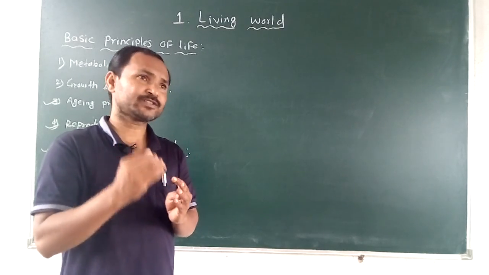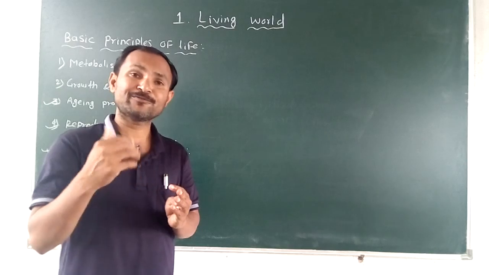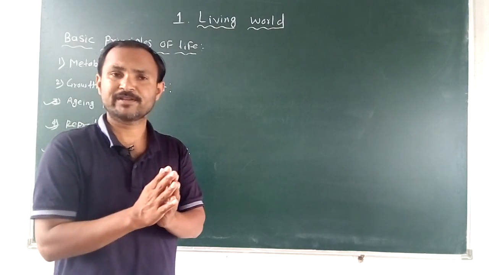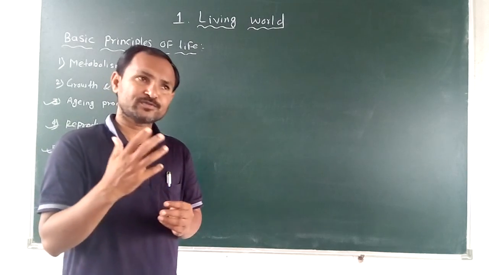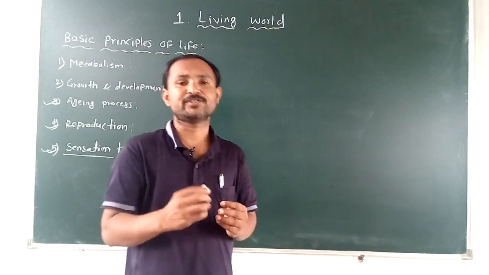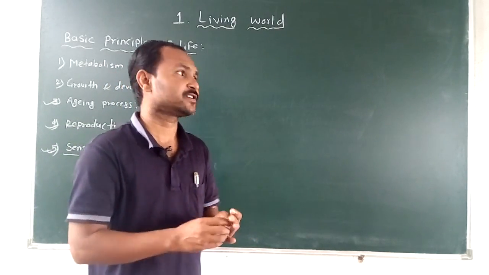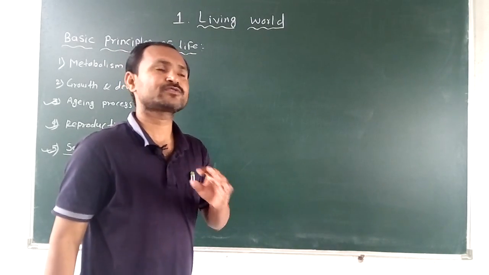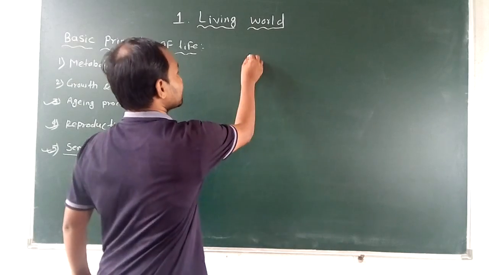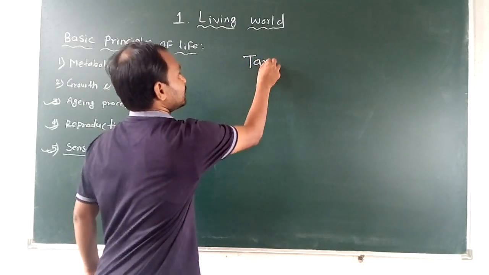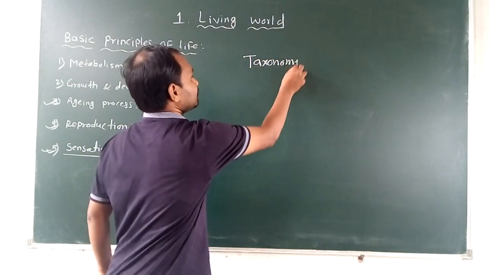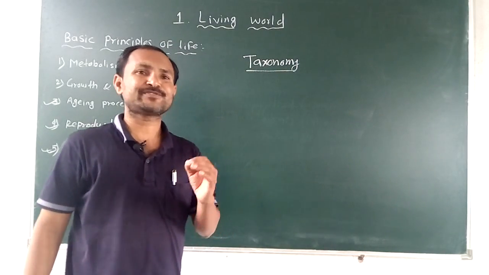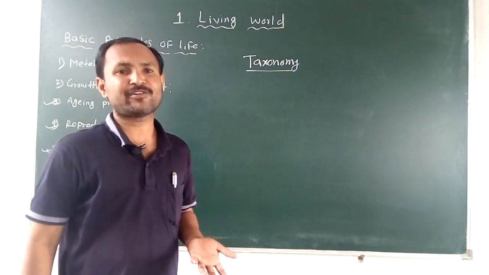On the earth there are a number of living organisms and their factors. So we have to study the living organisms. Then how can we study them? A number of living organisms are present, okay, then how can we study? There is one branch of science to study living organisms, that branch we call taxonomy. Taxonomy is the branch of science which deals with the study of classification of living organisms.